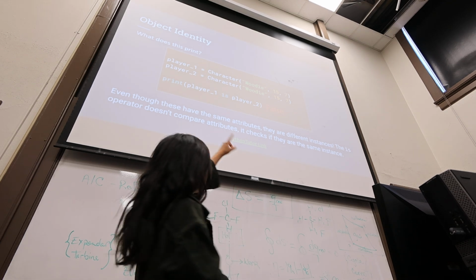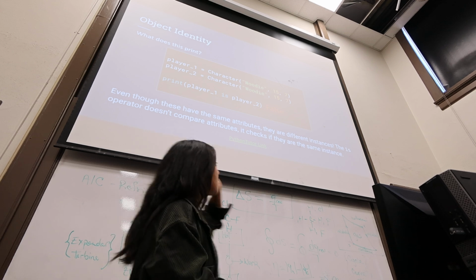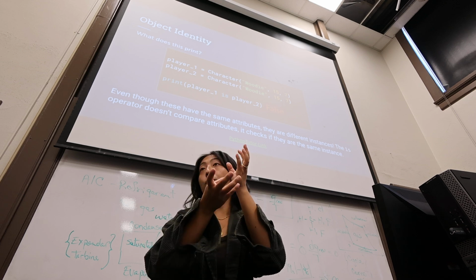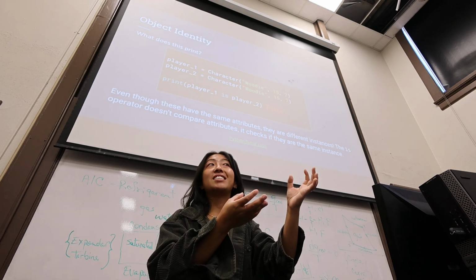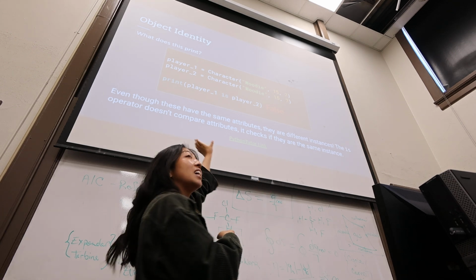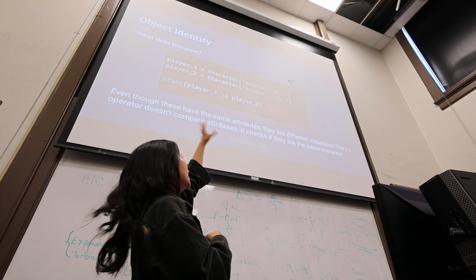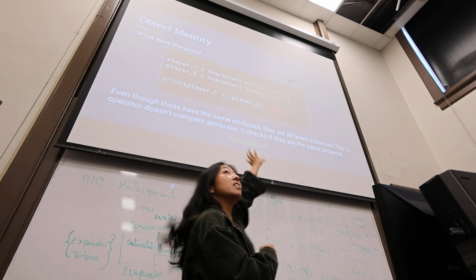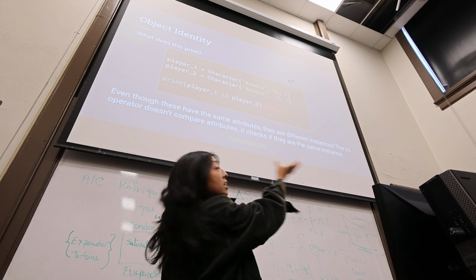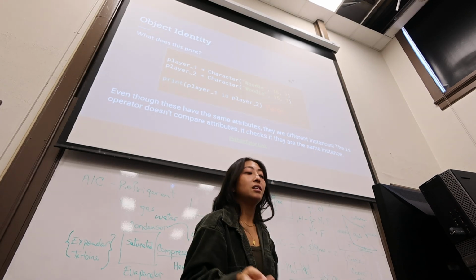So the is operator doesn't compare the attributes, it checks if it's the same. It checks if it's the same in literal memory location. So that's what it's checking. Is this thing in memory location A the same as this thing in memory location B? So it's comparing the two different memory locations.